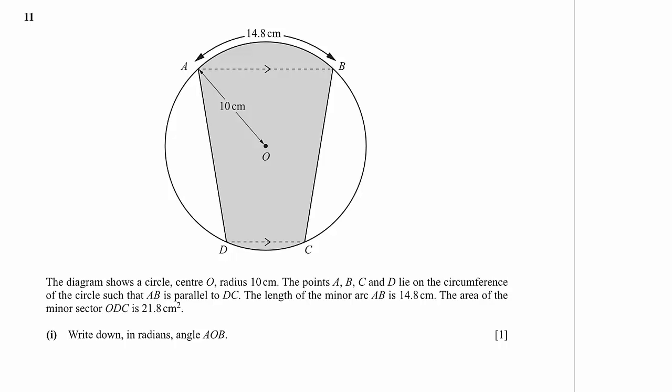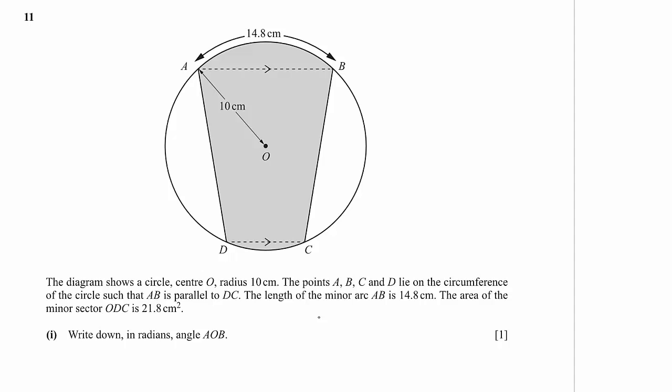The diagram shows a circle, centre O, radius 10, as we can see on the diagram. The points A, B, C and D lie on the circumference of the circle such that AB is parallel to DC. The length of the minor arc AB is 14.8 centimetres. We can see that on the diagram. And the area of the minor sector ODC is 21.8 centimetres squared.